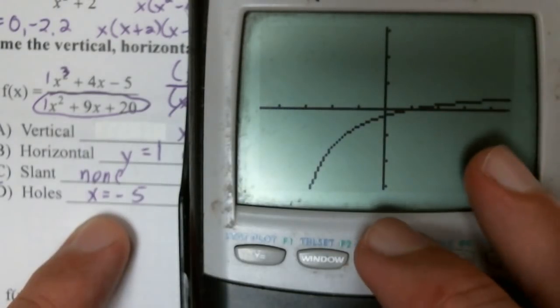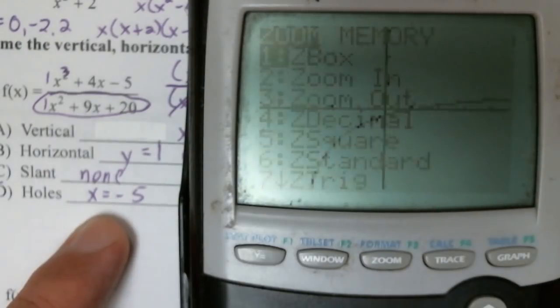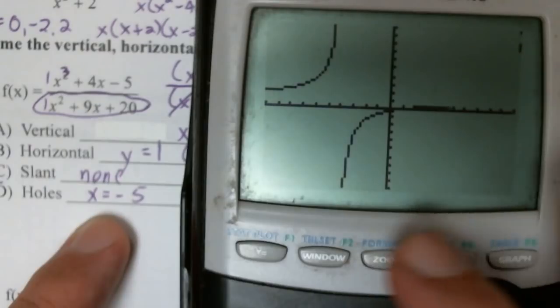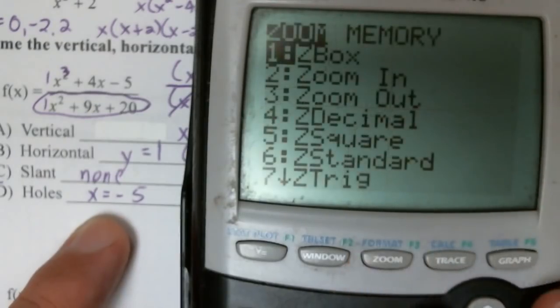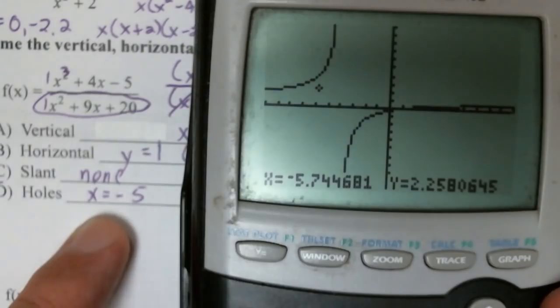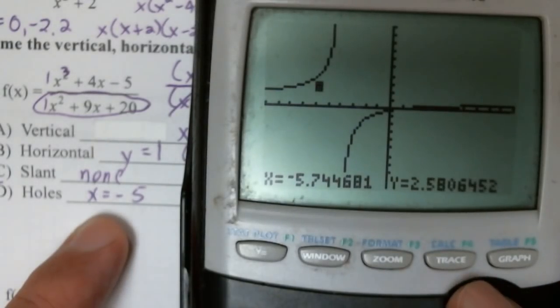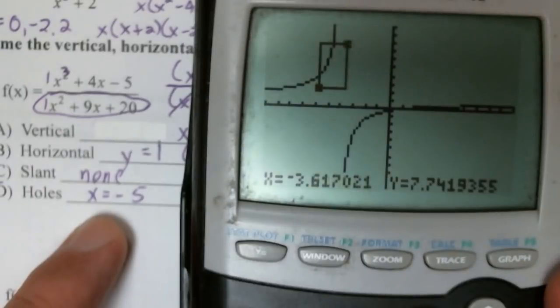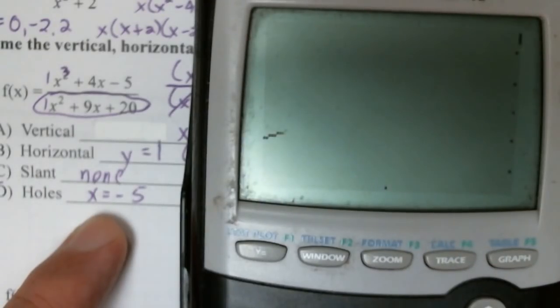Okay, so I can't necessarily see it there, so let me change my settings here. Let's try to do the box. Make sure you guys can see this. All right, let's go zoom box, and I'm going to make a little box over here at negative 5. Let's start the box there. I'm going to press enter. I'm going to scroll up, and then I'm going to press over. I want to create a little box right here. All right, let's zoom in.